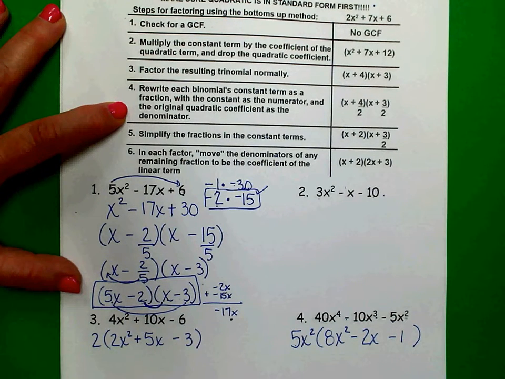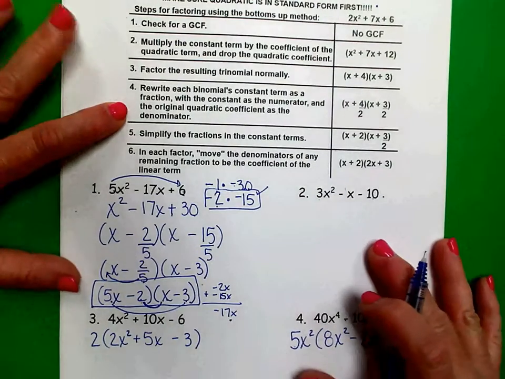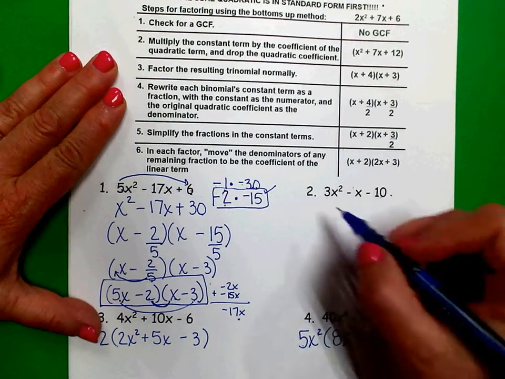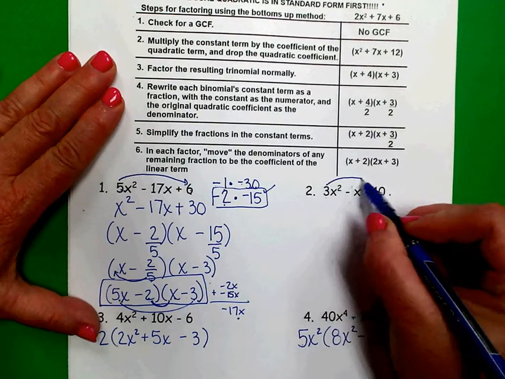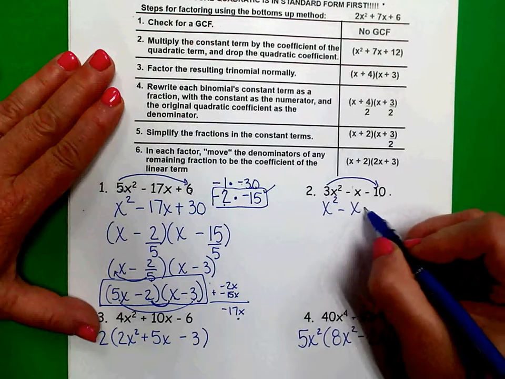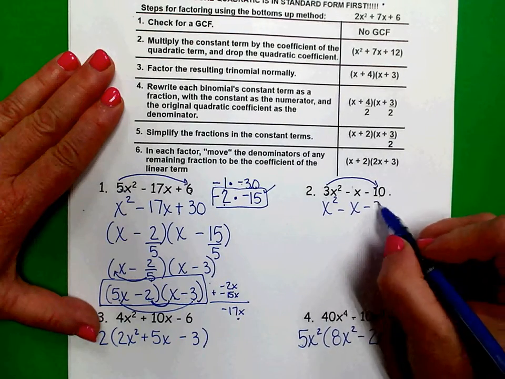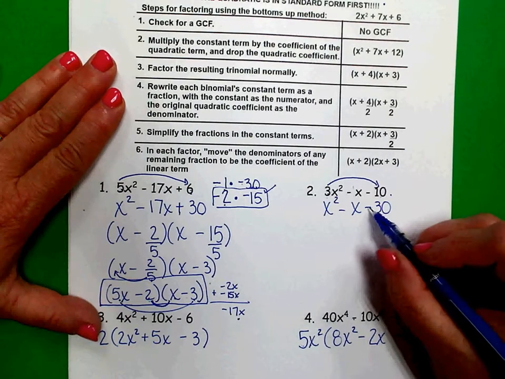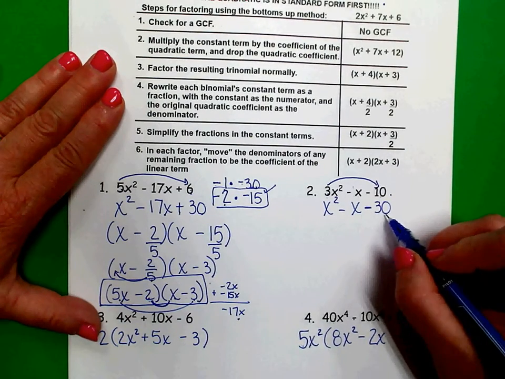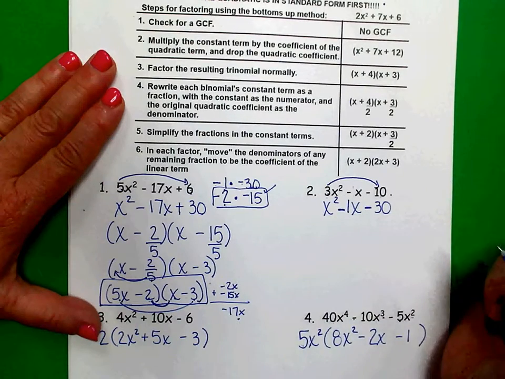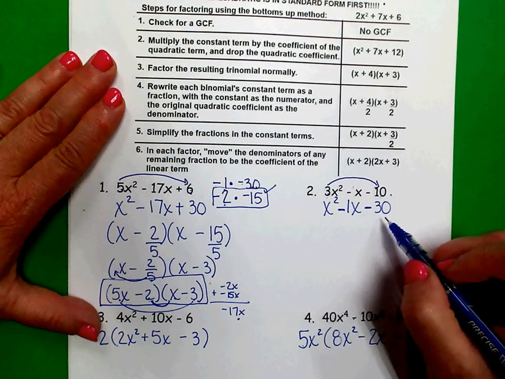I'm going to do the same thing now on number 2. Okay, we've already determined there wasn't a GCF, so we're ready to bump this 3 to the end and multiply. So now I have this 3 times negative 10 turns into negative 30. So I'm looking for a factor pair that multiplies to make negative 30, but at the same time adds to make negative 1.